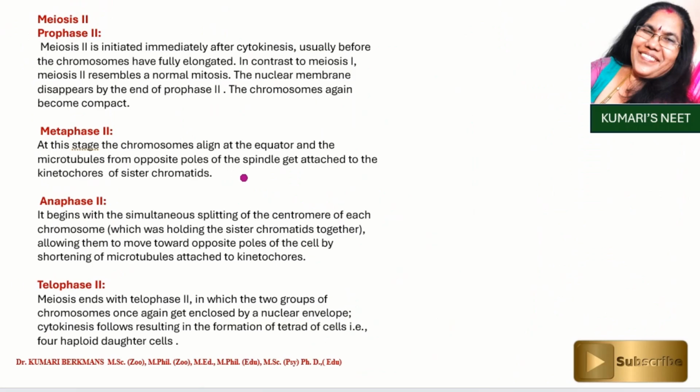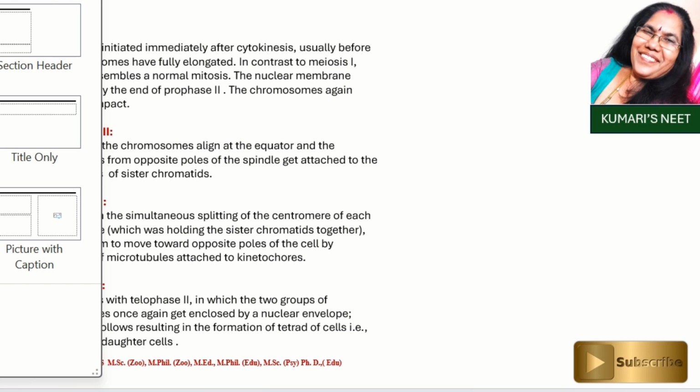Meiosis 2. Meiosis 2 also contains 4 stages, that is prophase 2, metaphase 2, anaphase 2, and telophase 2. Okay, so what is happening here? Just like that of meiosis 1. But here, at the end of meiosis 1, there are 2 daughter cells with n number of chromosomes, as we have seen in the nucleus. Now this is entering into meiosis 2.